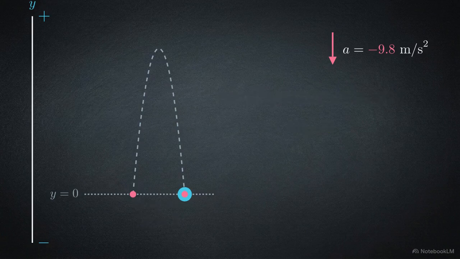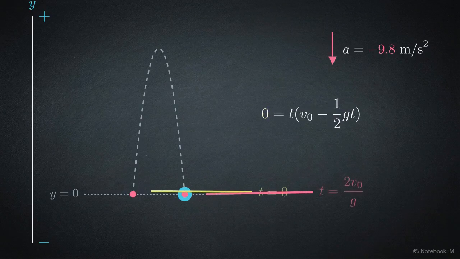Plugging that 0 displacement into the position equation creates a quadratic result. This math gives us 2 distinct times, t equals 0 at the moment of release, and a second time representing when the ball returns to the catcher.